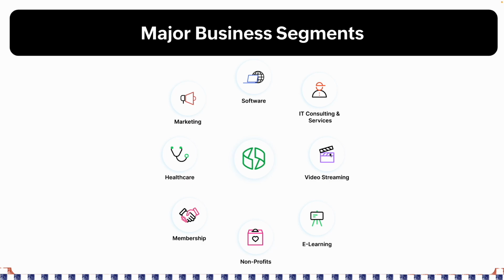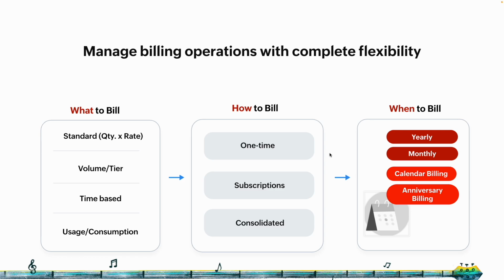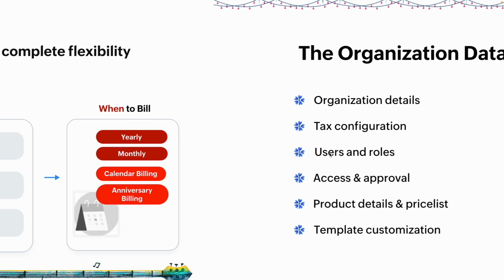You will be able to bill your customers based upon time tracking, one-off billing, subscription billing, and usage-based billing. You can bill on a monthly or annual basis, set up a specific date, and bill on a pro rata basis. So you can manage complete billing operations with Zoho Billing.